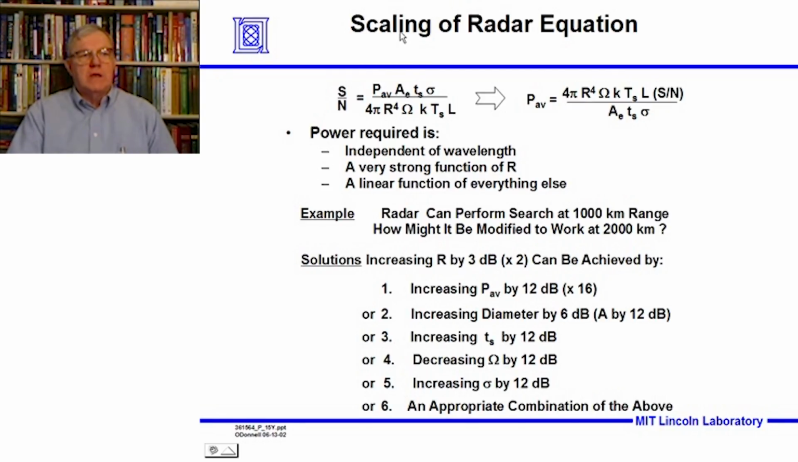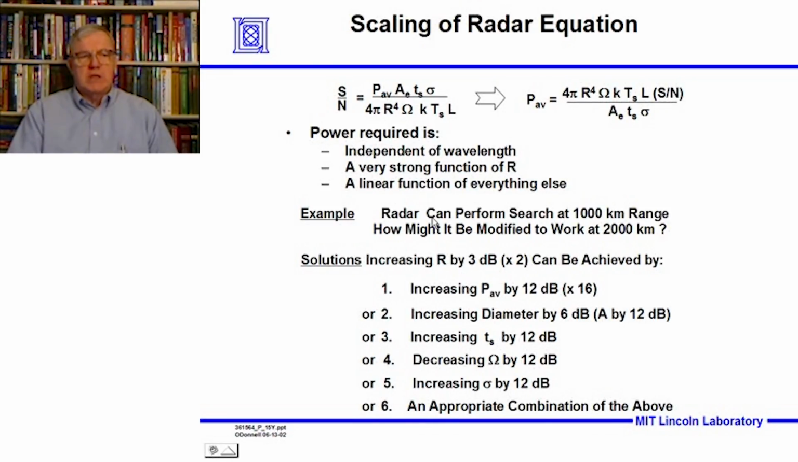There, we were looking at scaling the search radar equation. Here was the search radar equation. We cast it algebraically into a form where we had the average power equal to all of the other parameters. We noted that the power required is independent of wavelength. It's a very strong function of the range, and it's a linear function of everything else. By a strong function of the range, you can see this R to the fourth power.